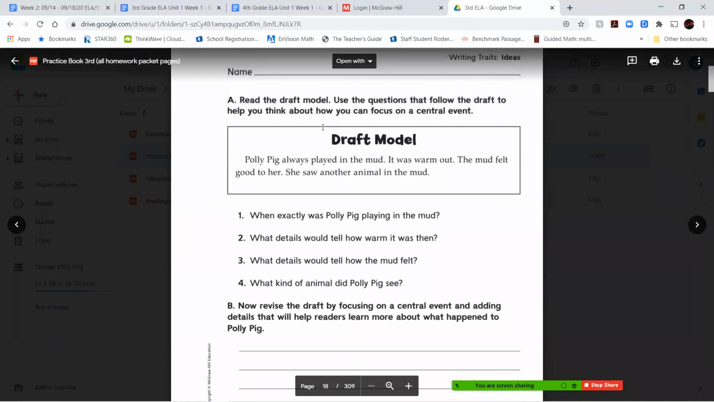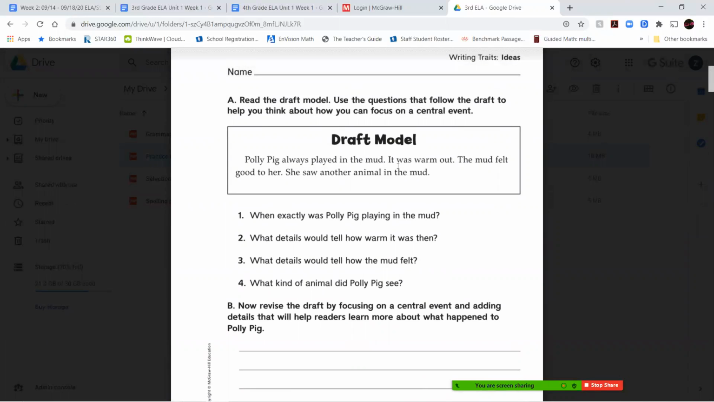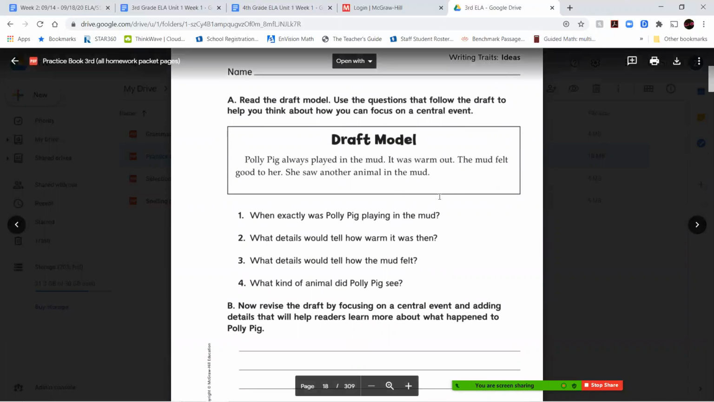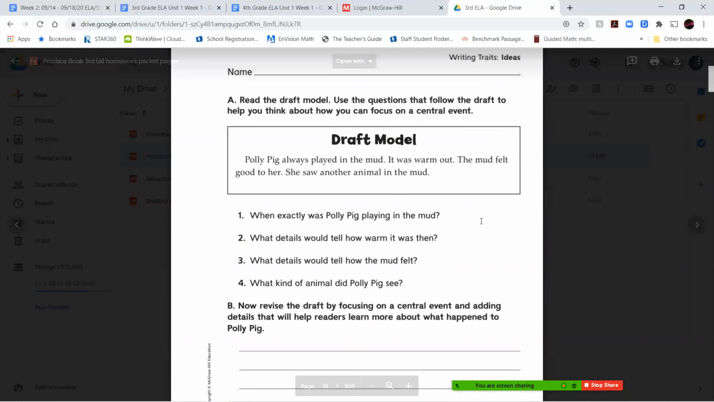It says, read the draft model, use the questions that follow the draft to help you think about how you can focus on a central event. Polly Pig always played in the mud. It was warm out. The mud felt good to her. She saw another animal in the mud.